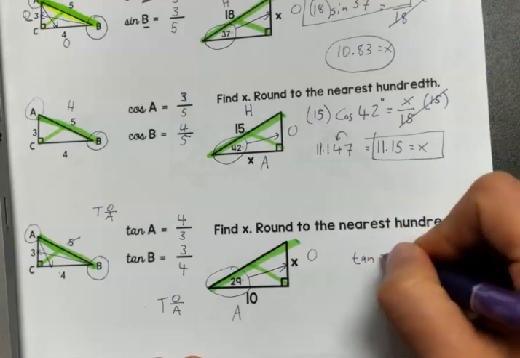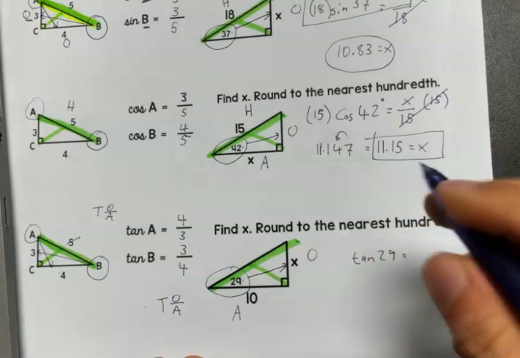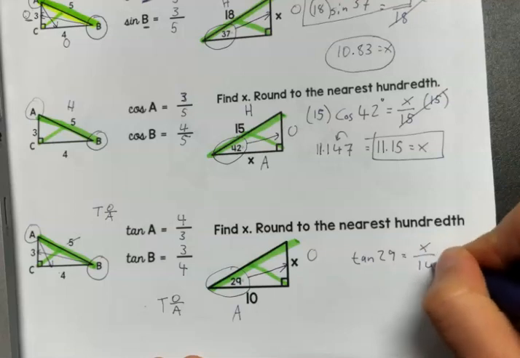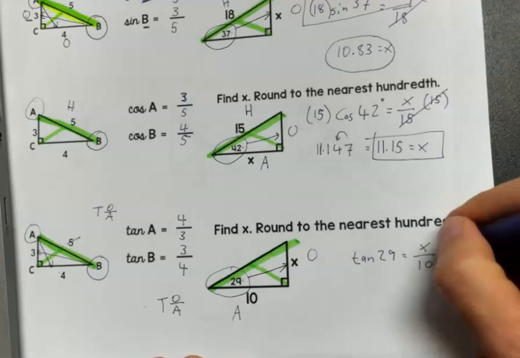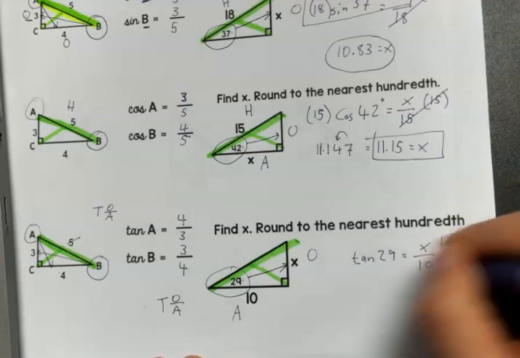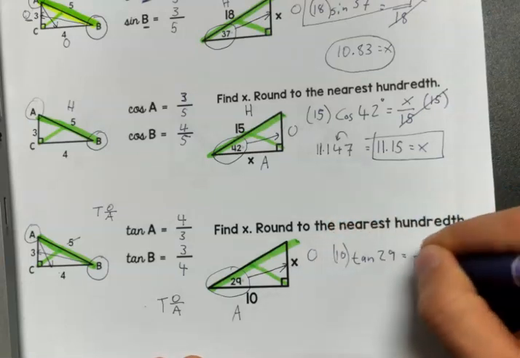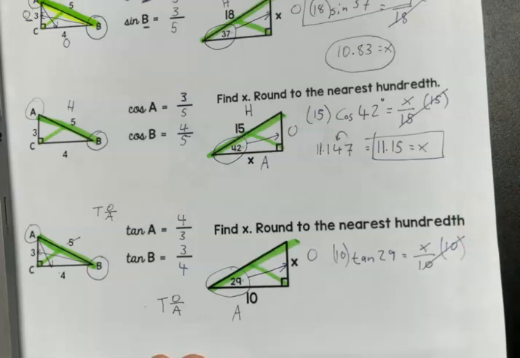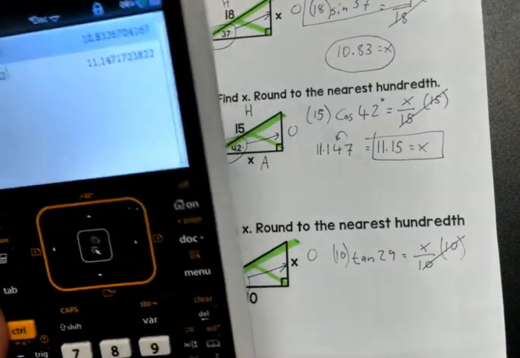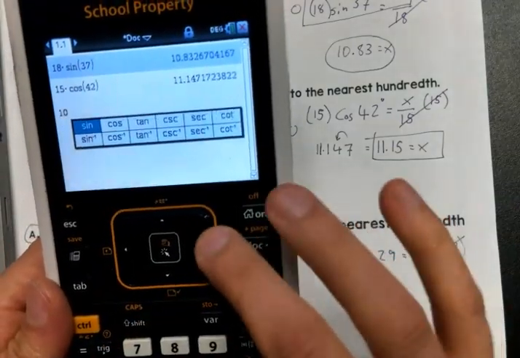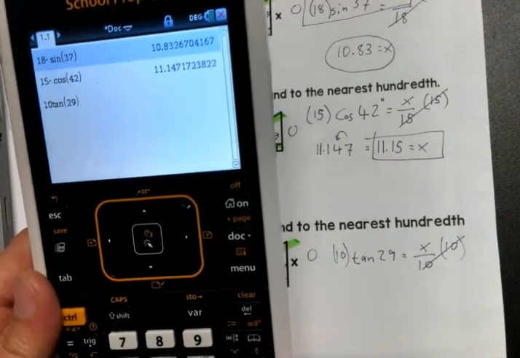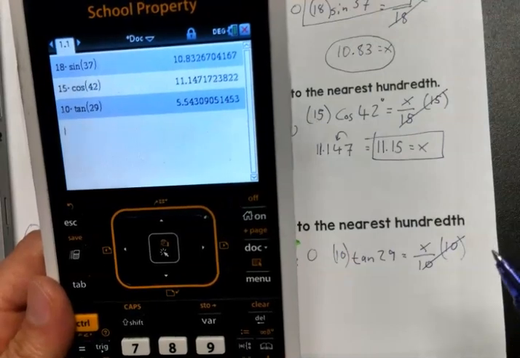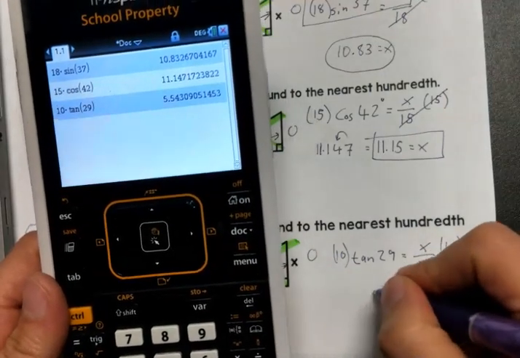So tangent of 29 is equal to x divided by 10. All right, now, again, I don't want this 10 on the bottom, so what I'm going to do is go ahead and multiply by 10 on both sides. That gets rid of that. Put it in your calculator. So 10 tangent 29 is 5.54.